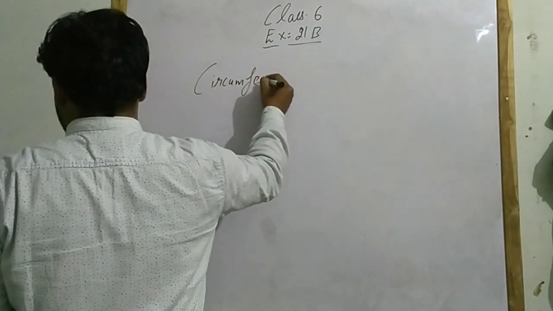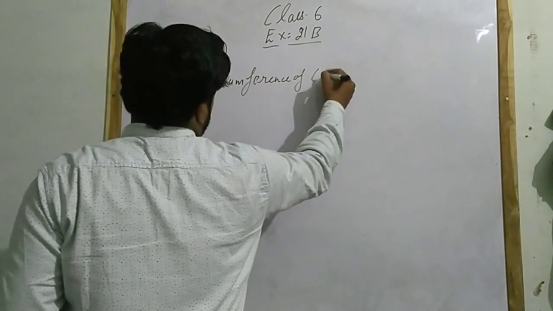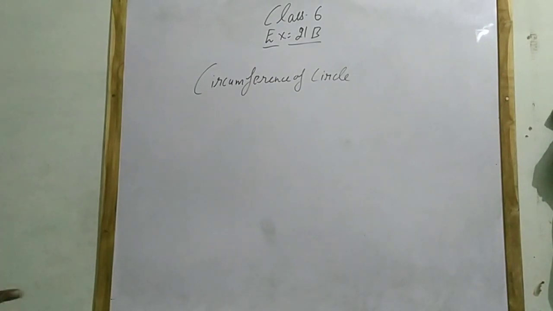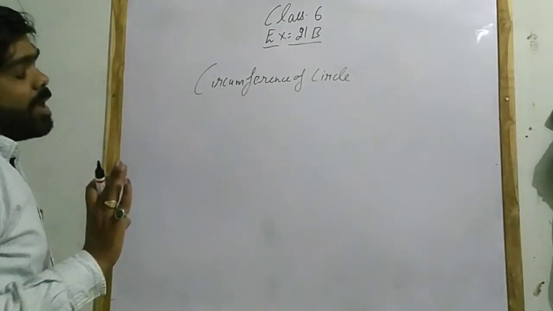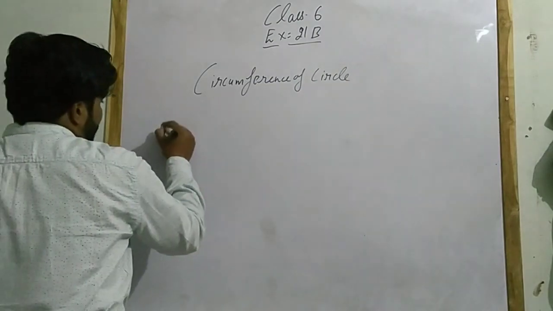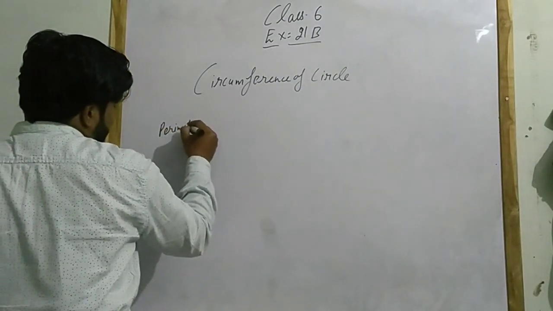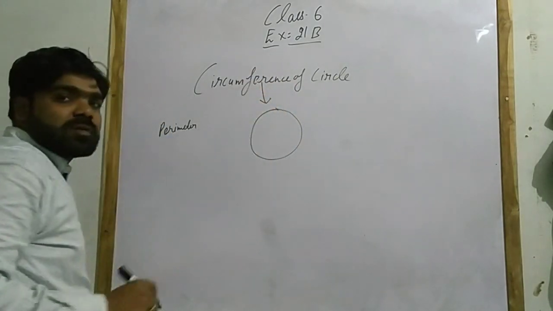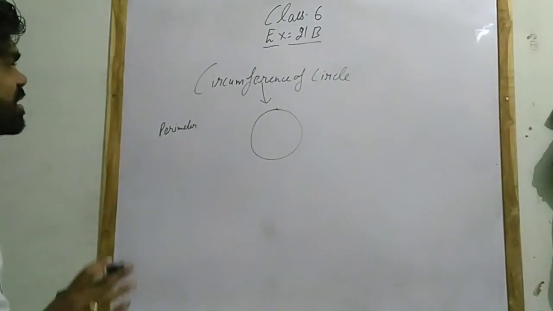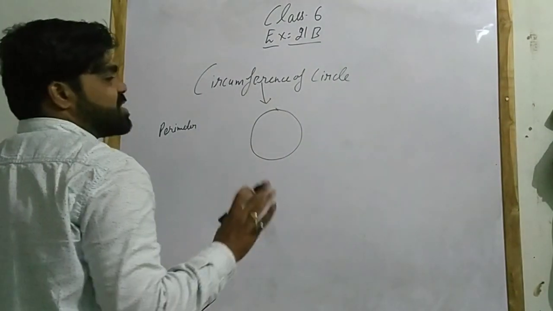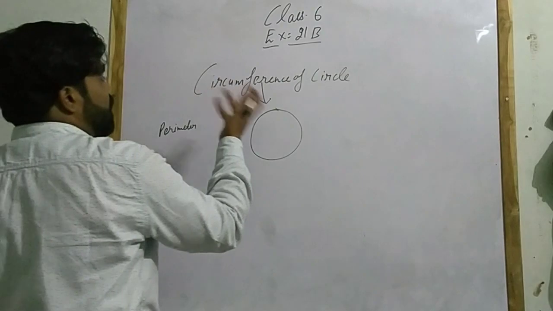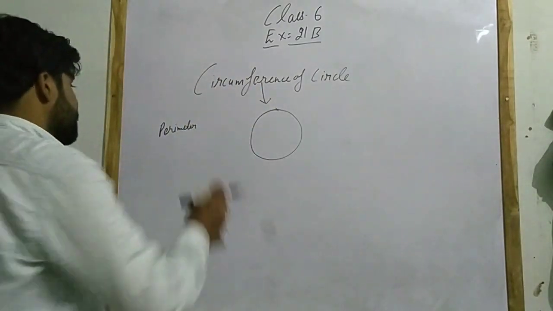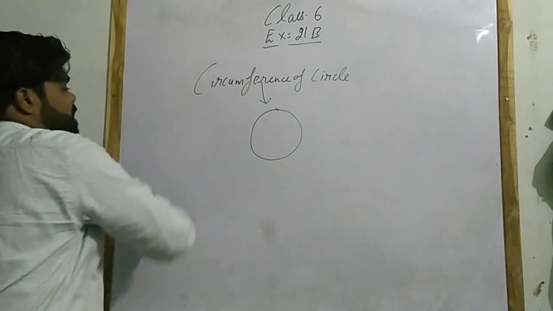Circumference of a circle. What is the circumference of a circle? In triangle, rectangle, hexagon, pentagon, decagon, octagon, in all figures we call it perimeter, and in a circle we call it circumference. Now what is the formula of circumference of a circle?